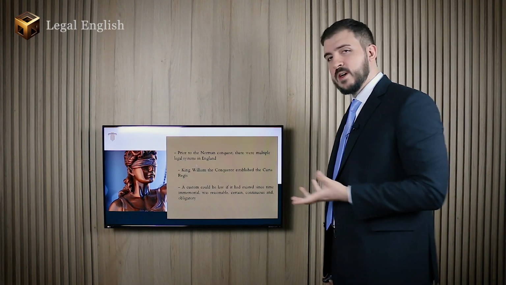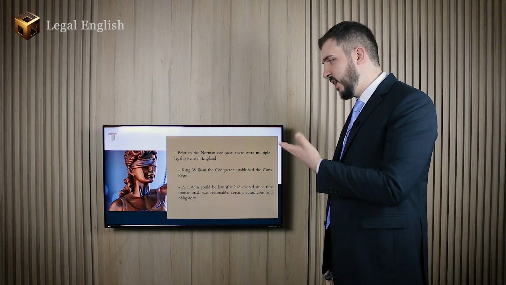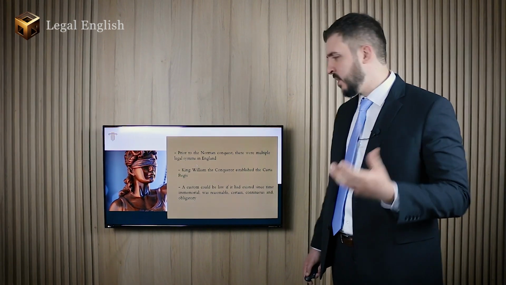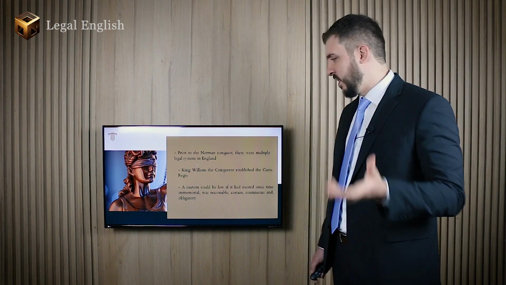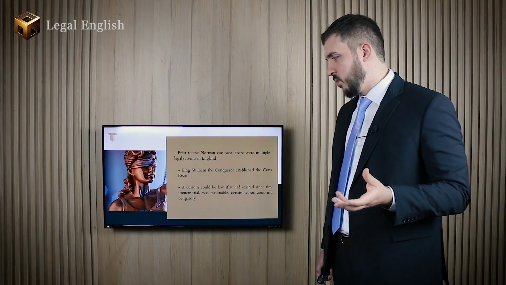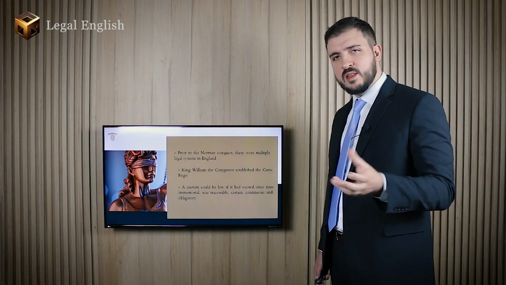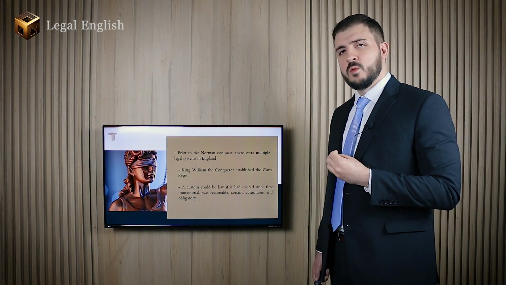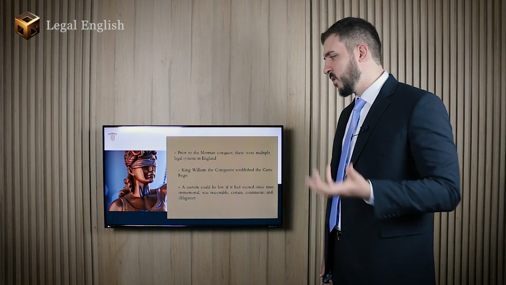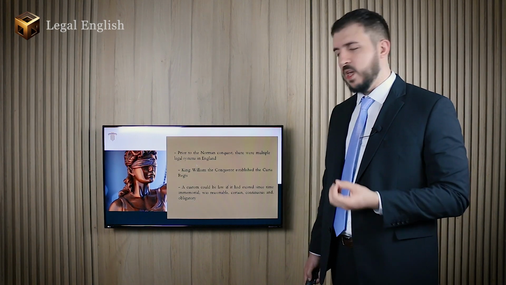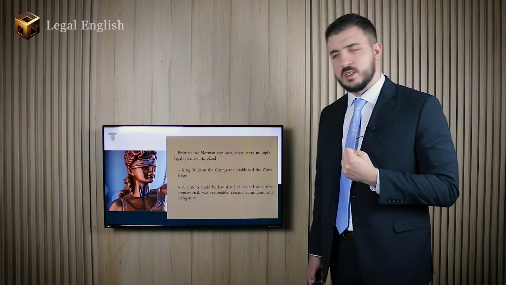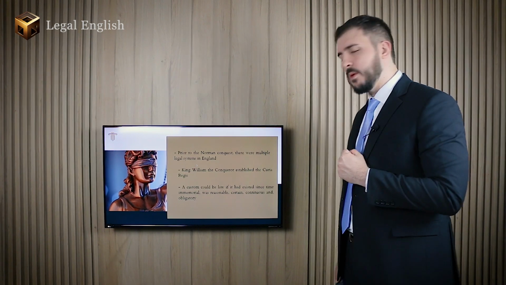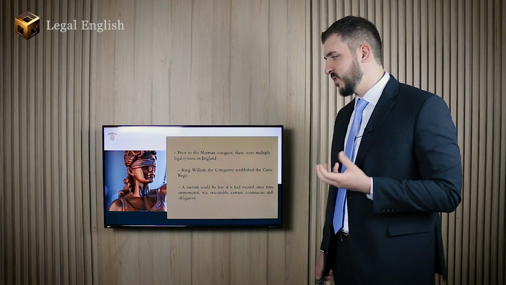So what matters to us really is the invasion by the Normans and the Magna Carta, which happened a few centuries after that. And William the Conqueror, which we'll also analyze, also played a role in creating this approximation between English law and European law. So there's a lot of historical context that you have to understand in order to gain a full understanding of legal English.